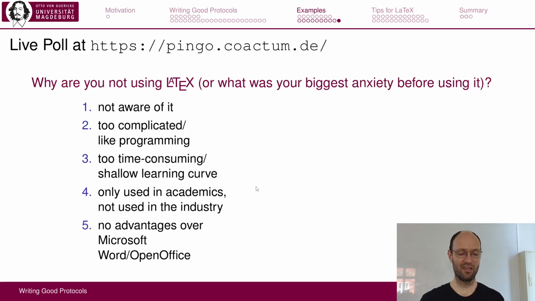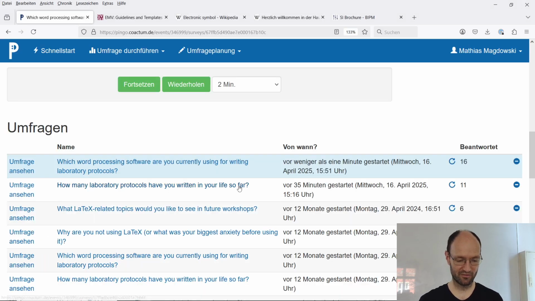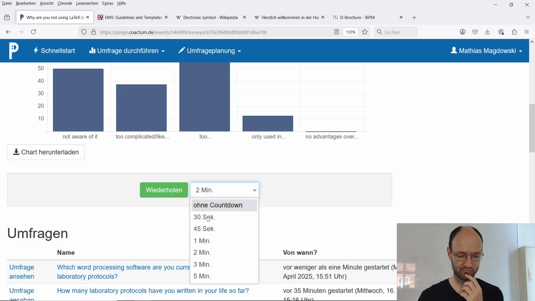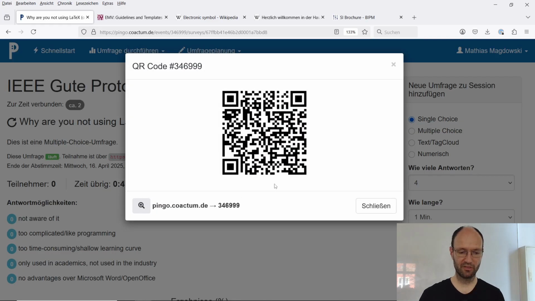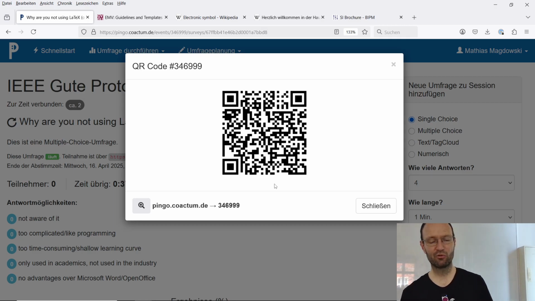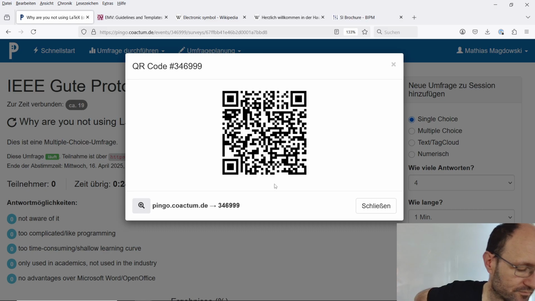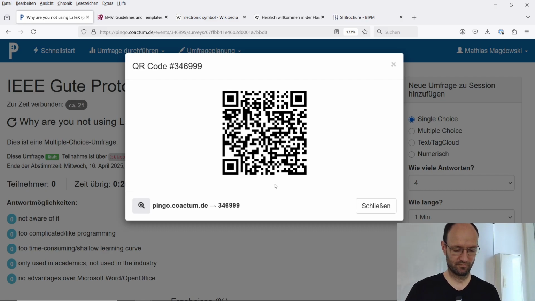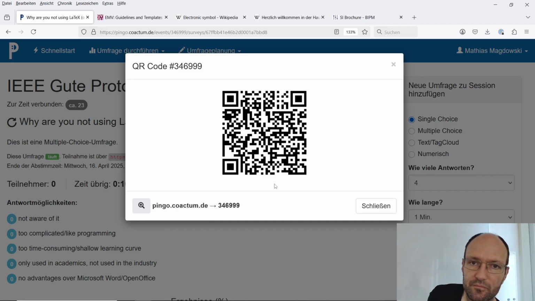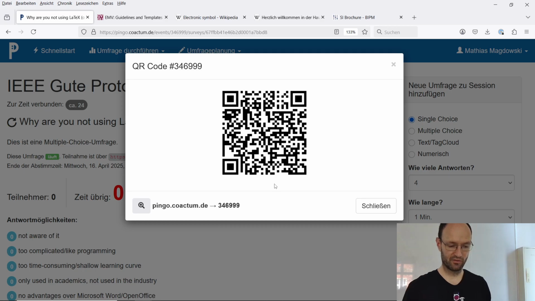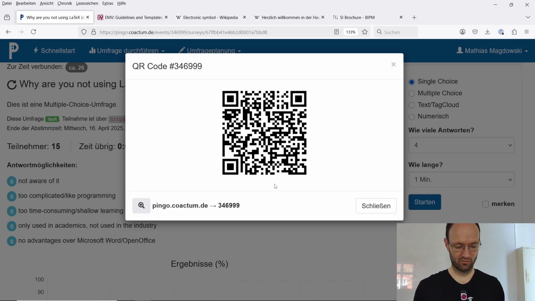Okay, so there's the last poll and question, and I need to find this on the page here. No, I think it's not the last one. So we can try to repeat this, and there's the QR code. And the question is, why are you not using LaTeX, or what was before maybe the biggest hurdle in using it? And while you are answering this question, I will try to fix my preview window here because my laptop obviously has no Wi-Fi anymore.